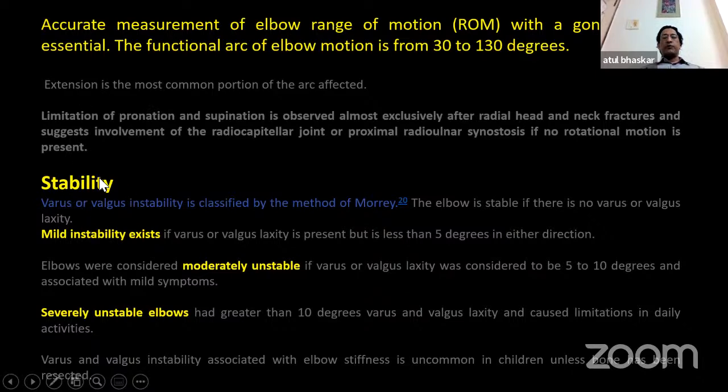From the stability point of view, this is from the Morrey classification. If the elbow is lax, less than 5 degrees, then there's a mild instability. If the laxity is more than 5 degrees, then it's moderately unstable. And in severely unstable elbows, you've got more than 10 degrees of varus or valgus laxity.